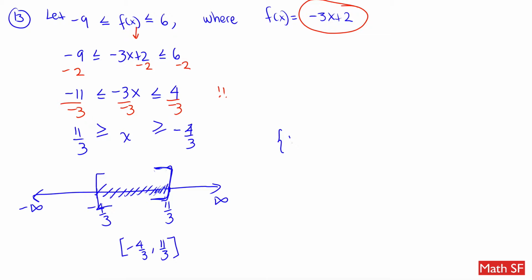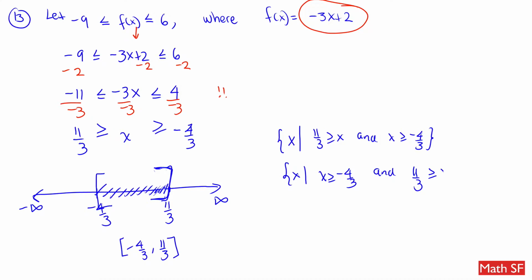So let's write. The answer should be all values of x such that 11/3 is greater than x, and that x is greater or equal to -4/3. That will be one way of getting the answer. Or sometimes they actually do this one, say x such that, and then they will start the other way around. They would be like, x is greater or equal to -4/3, and at the same time, 11/3 is greater or equal to x. They could have given you like that. Or another way that they could have given you would be x such that x belongs to the interval -4/3, comma 11/3.